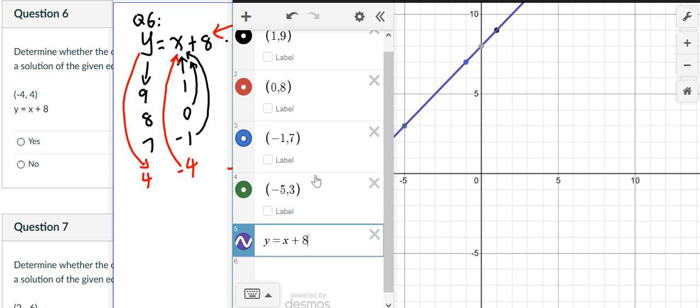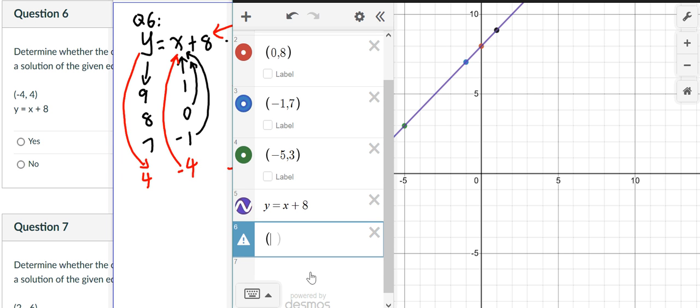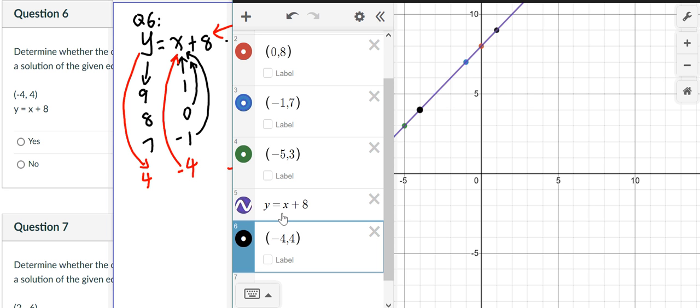And where was our point? (-4, 4). Negative 4, 4, you may put right here. See here, negative 4, 4. X you put here, y is always the second one. So you put -4, 4. You see the one right here. You click on that, it shows up -4, 4.